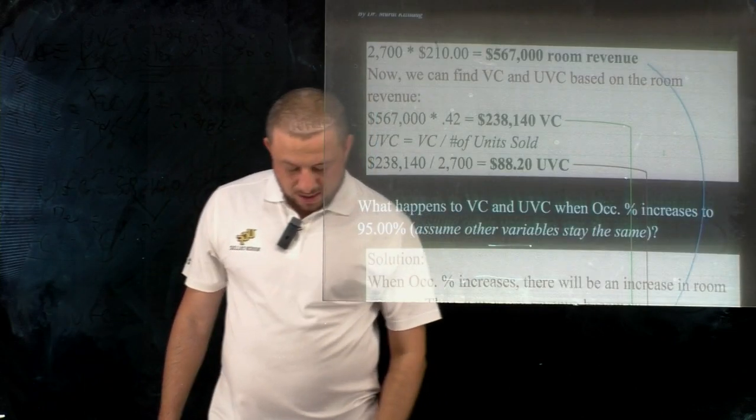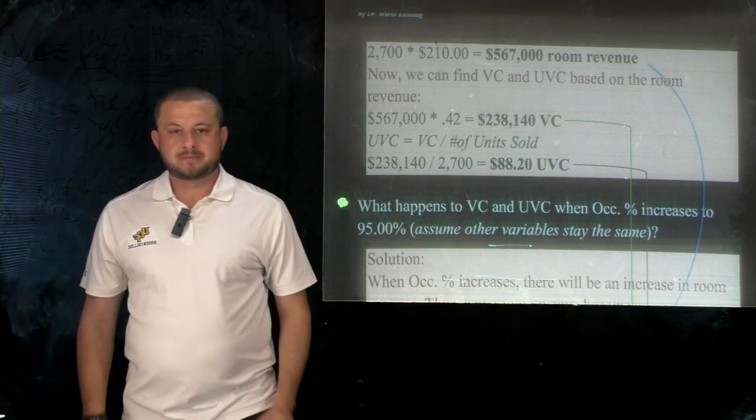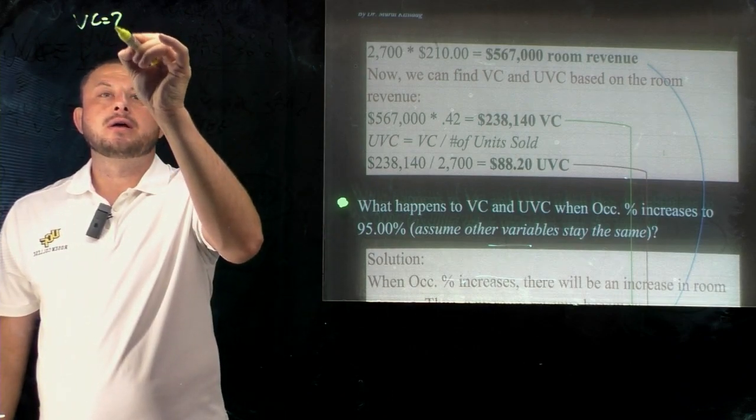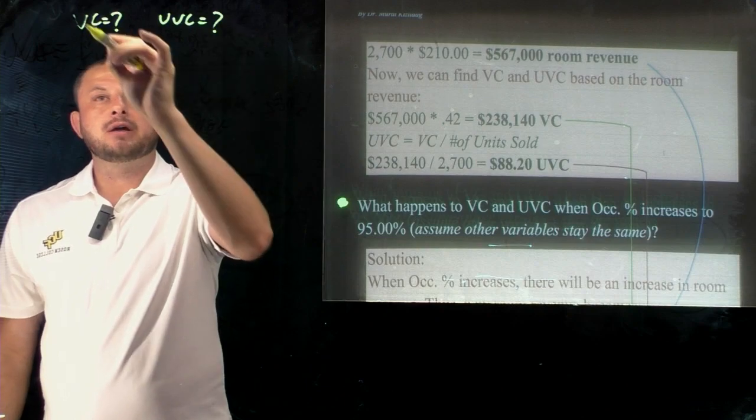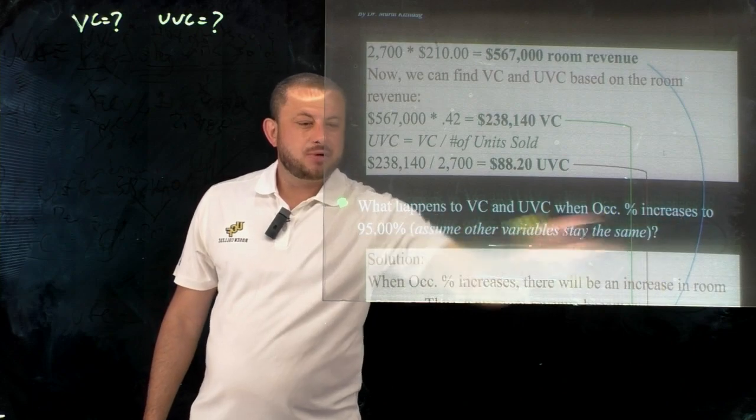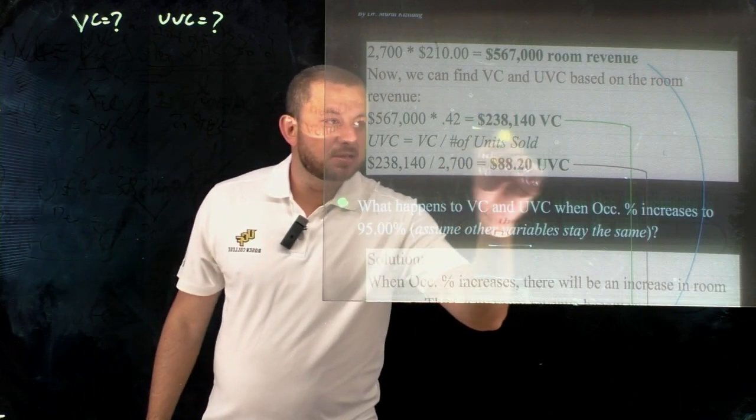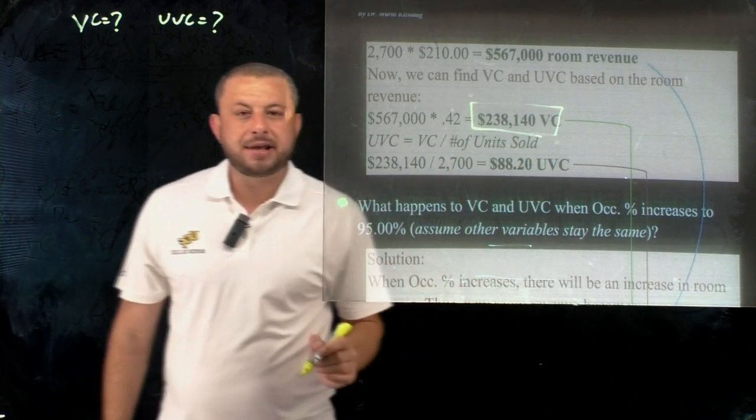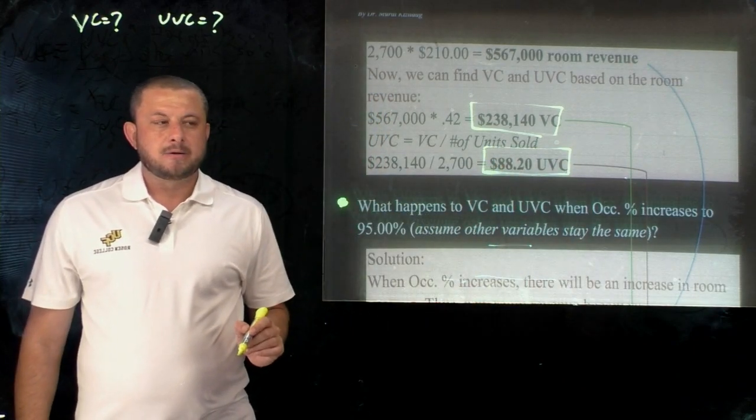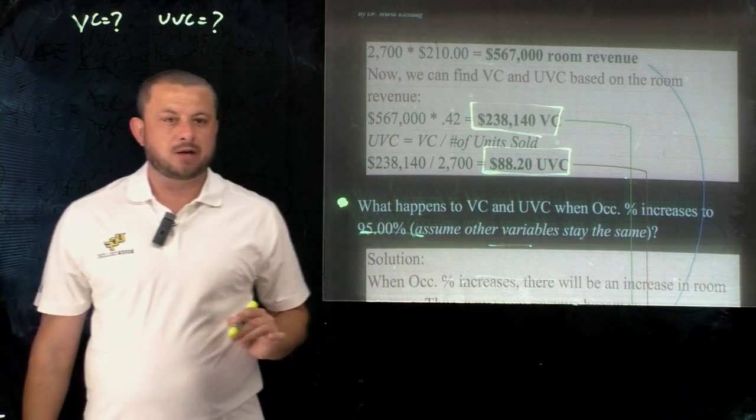I have another question over here, guys. Take a look. What happens to VC and UVC? Again, I'm solving for VC and UVC, when occupancy percent increases to 95%. It was 90% and my VC was 238,140 and my UVC was $88.20, right? But this was when I had 90% occupancy. What happens when I have 95% occupancy right now?